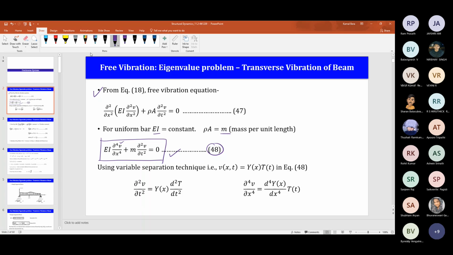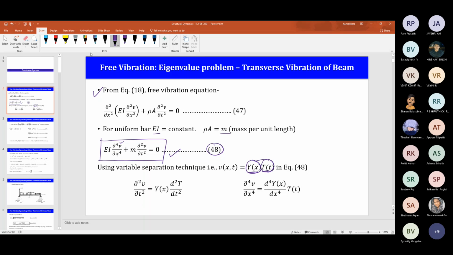Now I'll use the variable separation technique, considering that synchronous motion is possible, so y of x and T of t. Here I have used y, and I think that during class I used the capital V, but I think it doesn't matter. One is the spatially dependent and the other is the time dependent function in the variable separation technique.